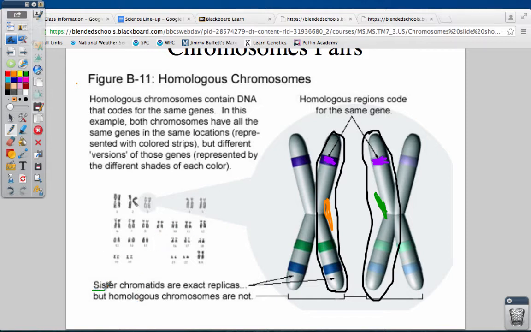Now the sister chromatid is just an exact copy of the chromosome that is attached to it. So what we see over here, the chromosome that we get from dad has a sister chromatid that is attached to it. It's an exact copy. It's an exact replica.